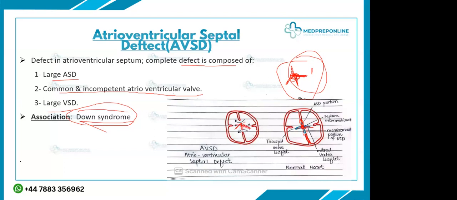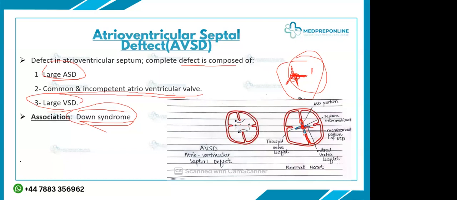So there is mixing of blood. There is a large VSD. You can see that we don't have the septum primum here. Then there are common and incompetent atrioventricular valves. So the tricuspid valve leaflet is absent, and the mitral valve leaflet is absent, so we have a common and incompetent AV valve. And there will be a large VSD because we don't have the membranous portion of the VSD. So there is going to be mixing of the blood, but how?